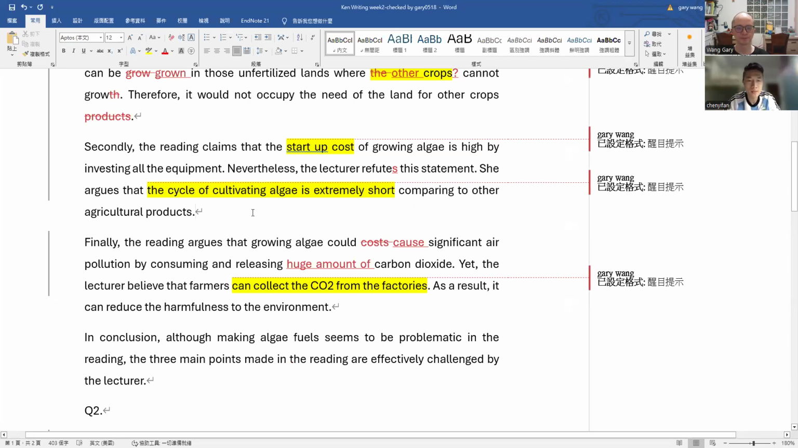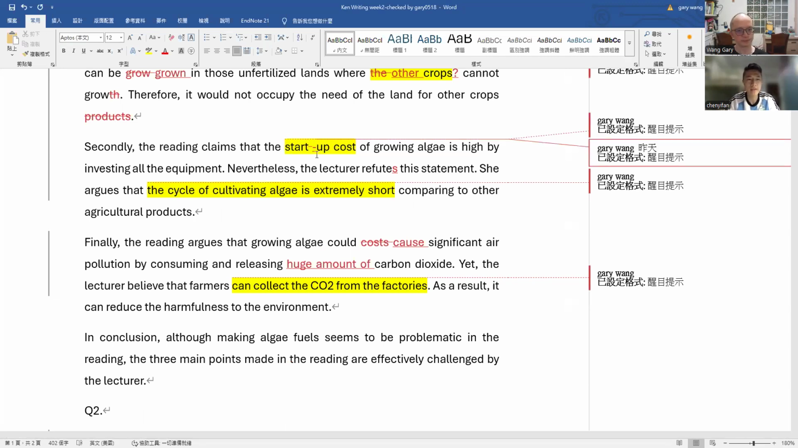Next paragraph. Secondly, the reading claims that the startup cost of growing algae is high by investing in all the equipment. Maybe we need to have a hyphen here, because we use startup as an adjective, and then for the cost, so startup cost. Nevertheless, the lecturer refutes this statement. He argues that the cycle of cultivating algae is extremely short compared to other agricultural products.